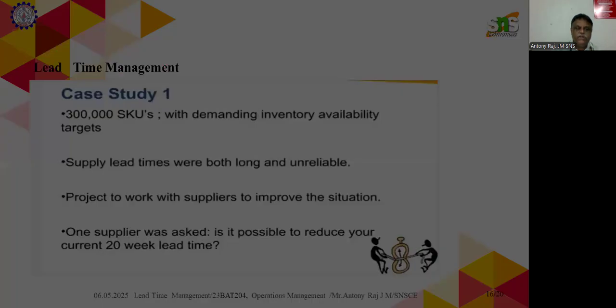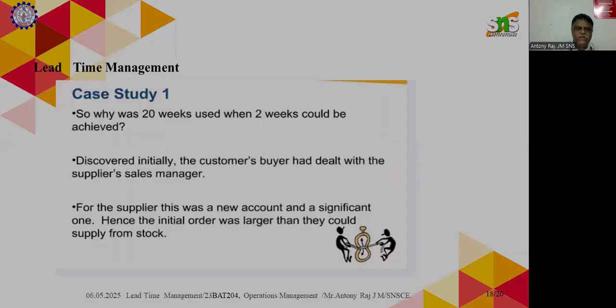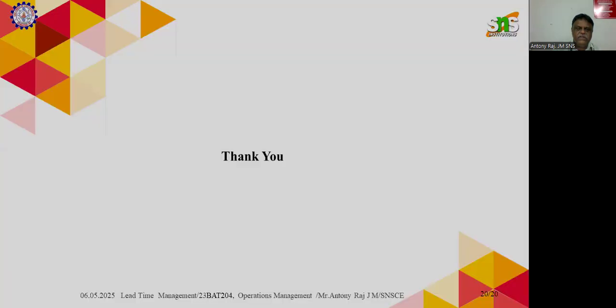So these are all the other factors. There is also one more case study which is given, which we can see at leisure.